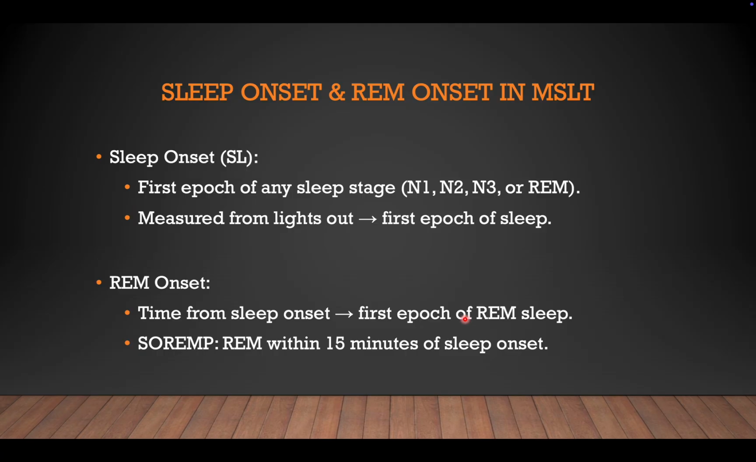Now, how are the sleep onset and REM onset scored in MSLT? The sleep onset is the first epoch of any sleep stage. It can be N1, N2, N3, or even REM. It is measured from the lights out. That means from lights out to the first epoch of sleep.